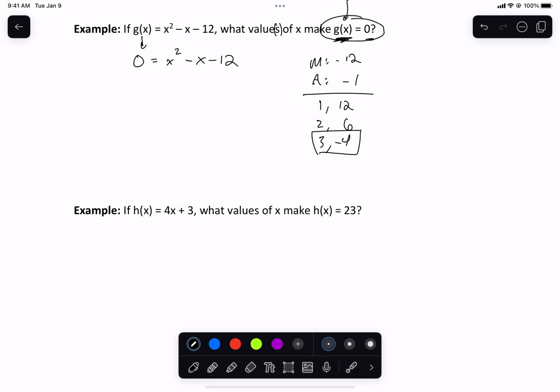Okay, if I make that 4 negative, 3 times negative 4 satisfies the multiplication to negative 12, and 3 minus 4 gives me negative 1. So 0 is going to equal your factored version, x plus 3 times x minus 4. Okay, so solve for x. x plus 3 equals 0, and x minus 4 equals 0. So x is going to equal negative 3, x is equal to 4.